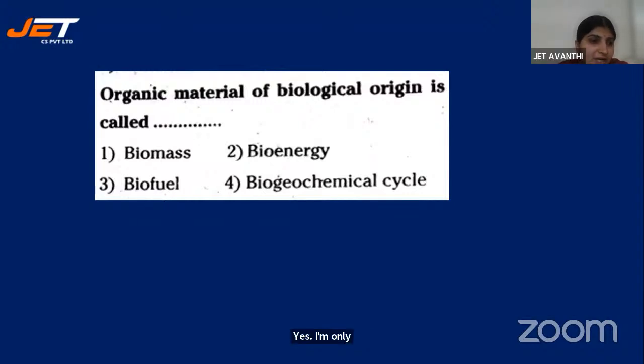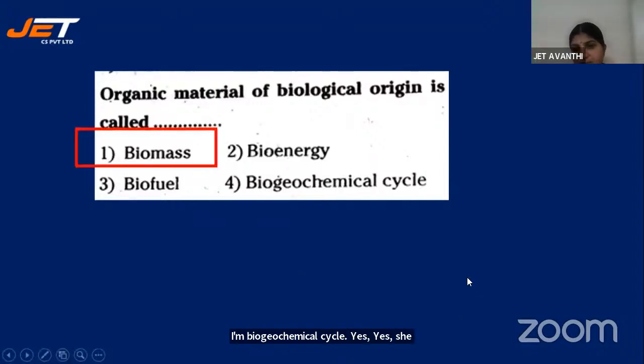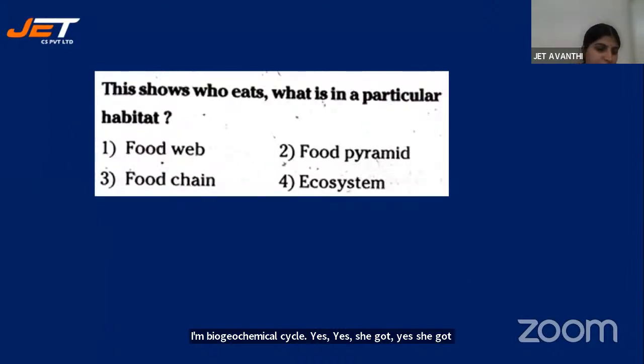Organic material of biological origin is called what? Biomass, bioenergy, biofuel, and biogeochemical cycle. Yes, Jnaneshwar, Yashika, Yashvika, yes, Chetan, Amulya, Manasa. Biomass is the correct answer. Okay. Next, we'll move to the next question. This shows who eats what in a particular habitat. What it shows. Like who eats what is shown in what? Basically.